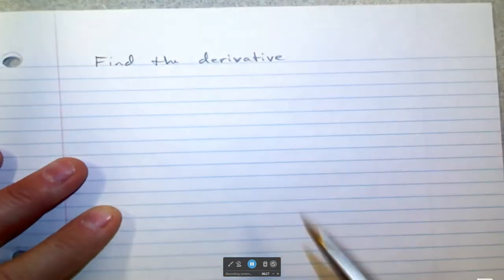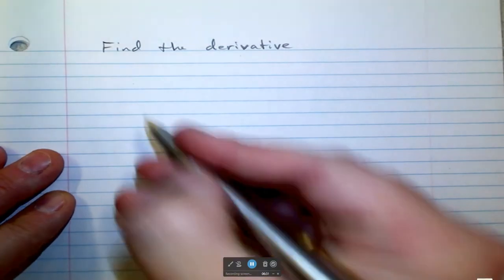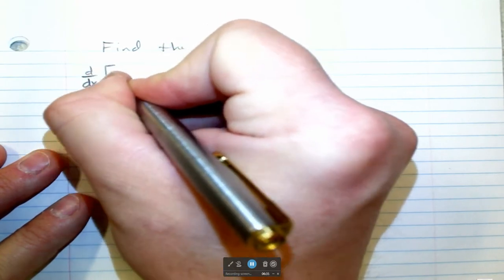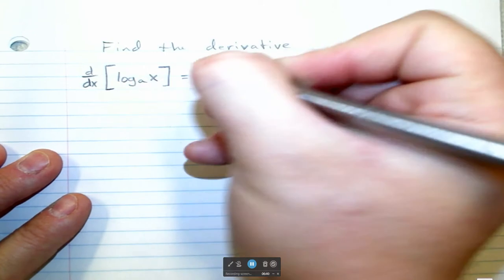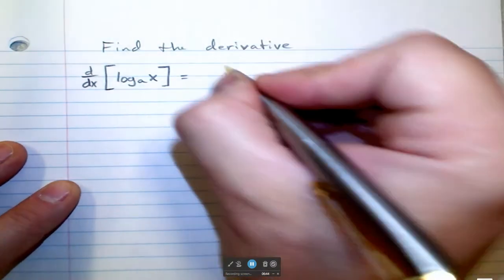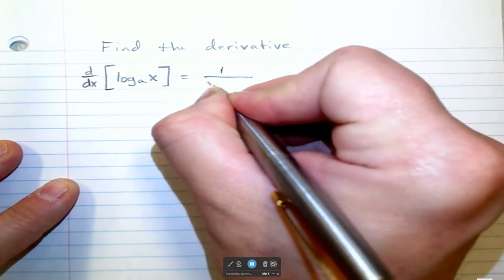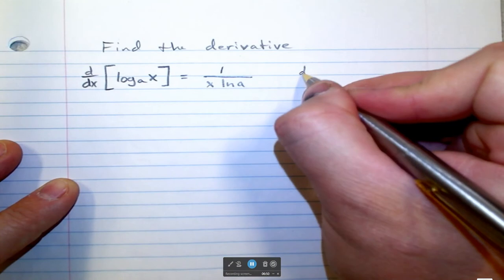We'll say find the derivative, okay? And here at the top of the paper, we're just going to write our rules. The derivative of log A x equals, make sure we write it down correctly, derivative of log A x is 1 over x ln A.